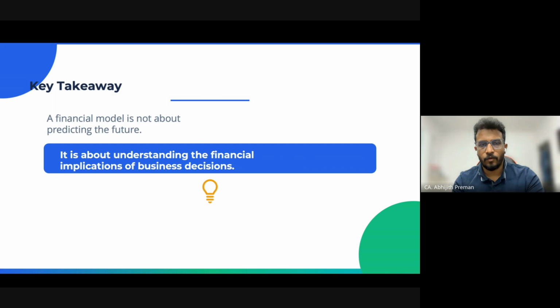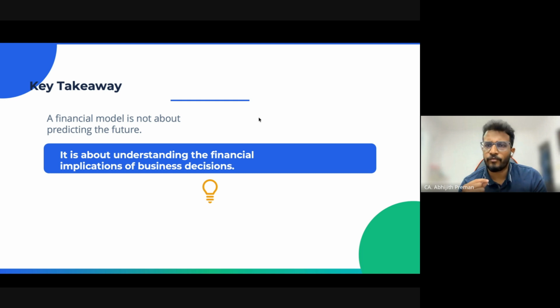Key takeaway: a financial model is not about predicting the future; it's about understanding the financial implication of business decisions. We are not actually predicting the business outcome. It's about how one decision you take now is going to impact your business in the future. If I reduce one hire, how much is my revenue going to reduce? If I increase the marketing spend by 1 lakh per month, how much is my revenue going to increase?